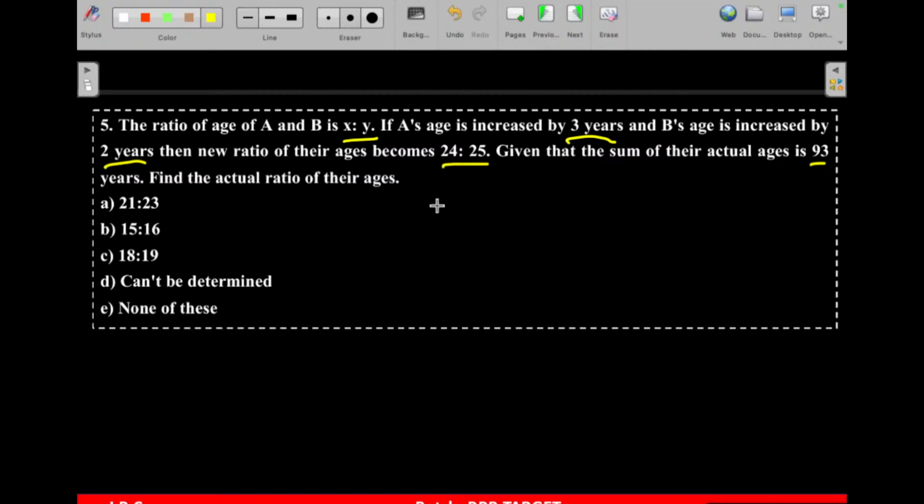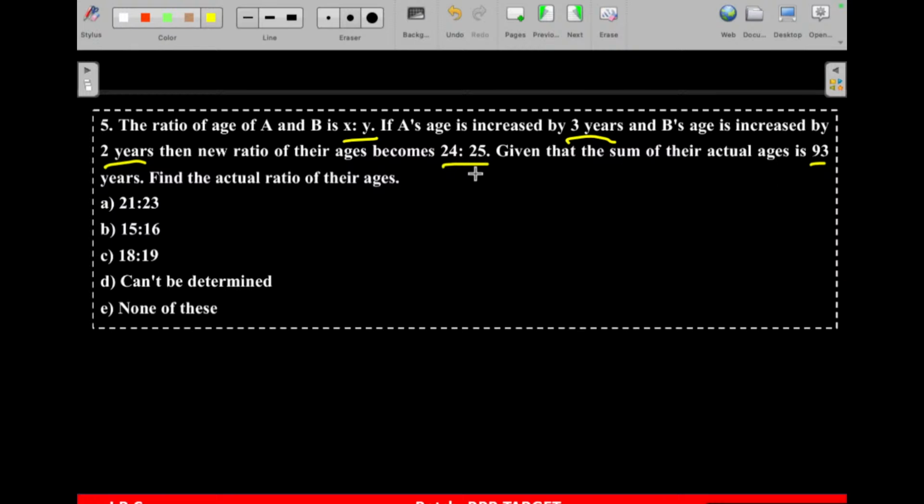You can write it initially A starting. Now plus 3 is increased. B's age is increased by 2 years. B plus 2. Then 24 is to 25. Then A is to B, you will get it. Same equation method.